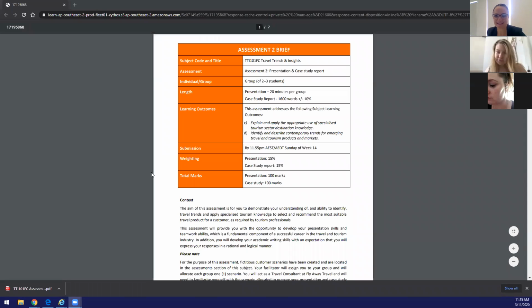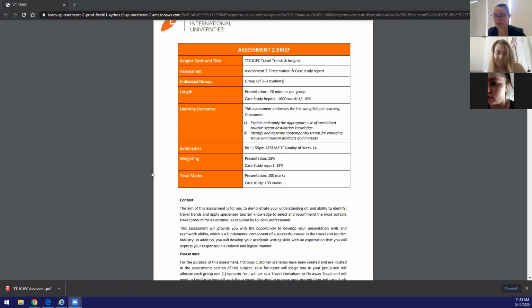So we'll run through the TTI Assessment 2 brief. This is a presentation and a case study. You're in groups of 2 to 3 students. Your presentation will go for 20 minutes, and it should really go for 20 minutes. It shouldn't go for 12 minutes or 30 minutes. As close to 20 minutes as you can get it, as per the brief, is definitely recommended. And it should be shared equally amongst your team members.